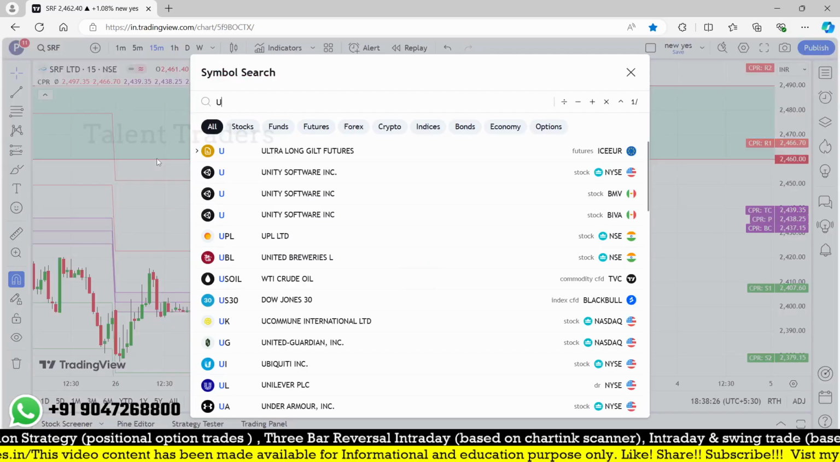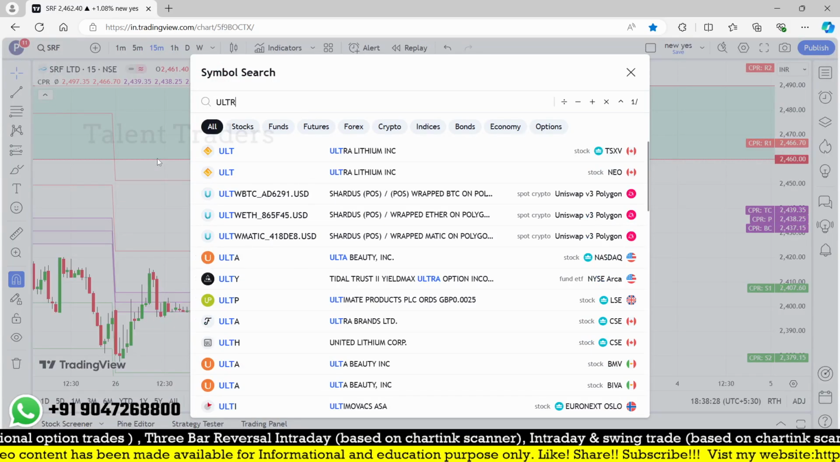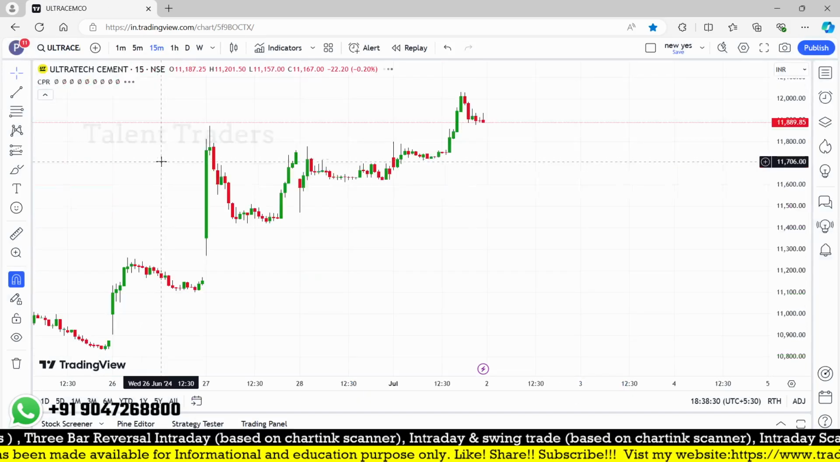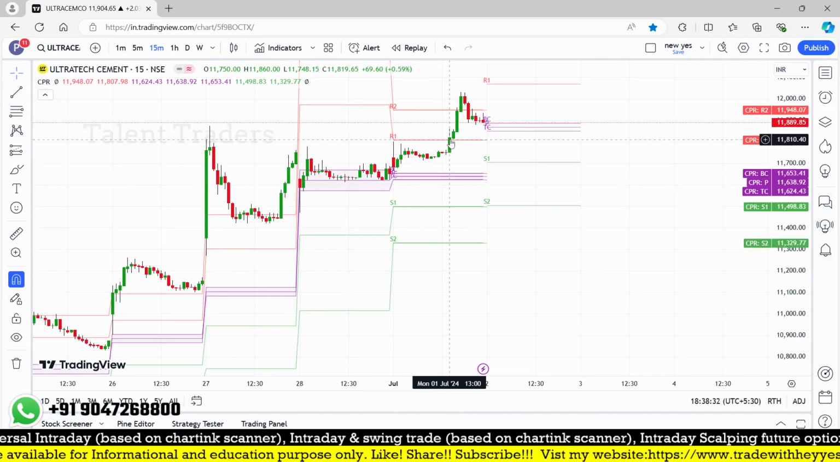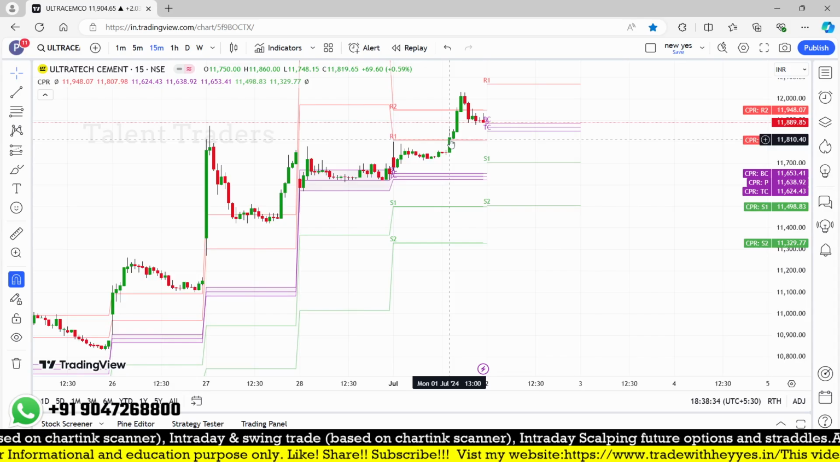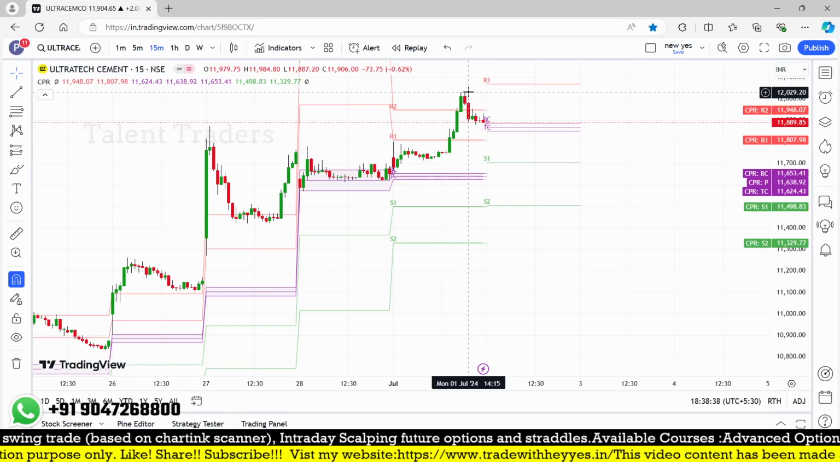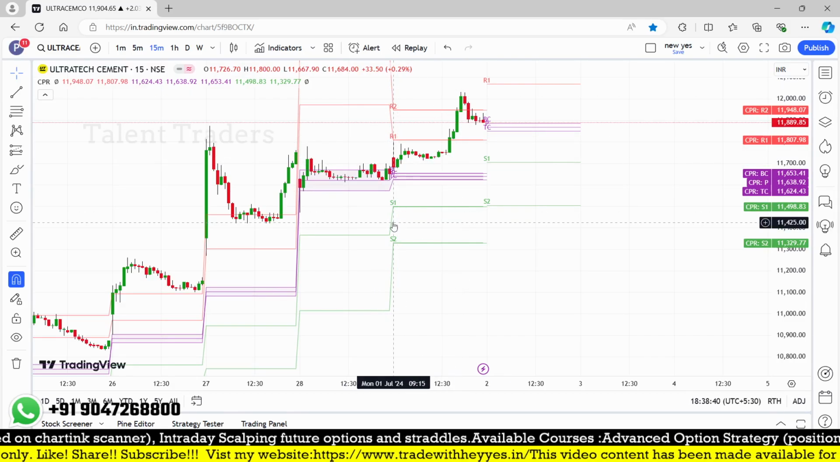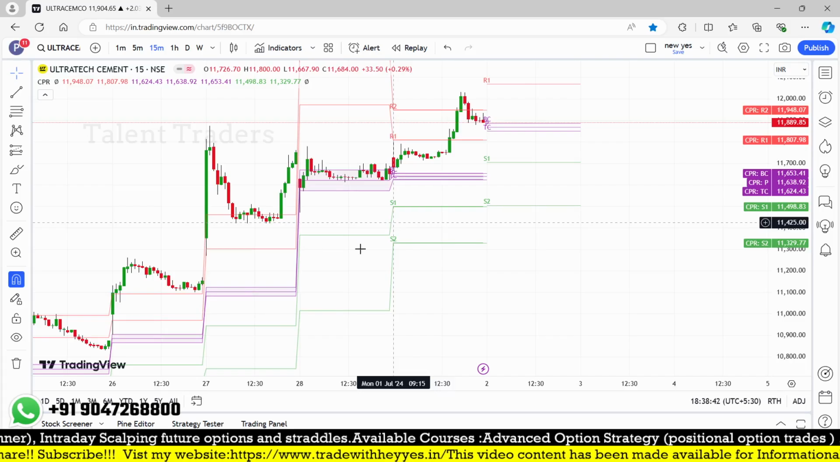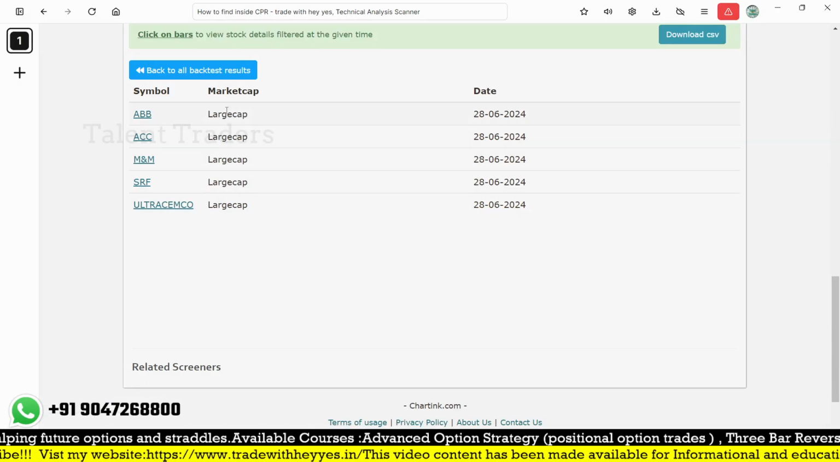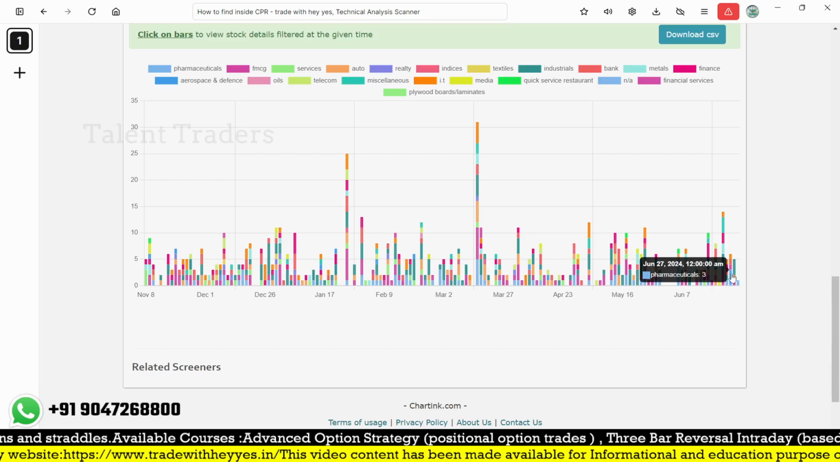And Ultratech Cement is the next one. Let me check that. So R1, yeah, here it is giving you the breakout around 11,800, and it went up to a maximum of 12,020. It's almost a 200 point movement inside CPR, and it breaks the R1. So that's my concept. But this scanner will help you find stocks which are forming an inside.